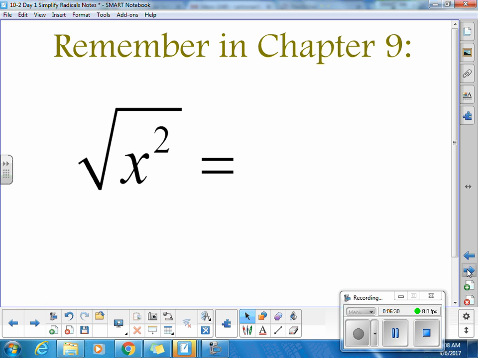All right, remember in chapter 9 when we had the square root of x squared? That was just x. Because again, the square root of x squared is x times x. We have 2 together under the radical, so 1 comes out.